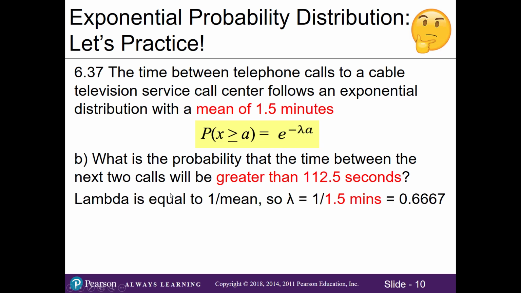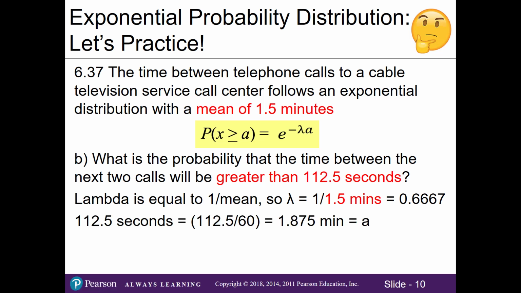So again, our lambda was found by taking 1 divided by our mean, so 1 over 1.5 minutes, so that's 0.667. That hasn't changed, right? Same story, same mean. Still got to find the lambda. But we do want to convert our time in seconds into minutes. So we'll take 112.5 divided by 60, because I know that there are 60 seconds in a minute, and that changes our time into 1.875 minutes for our value of interest, our A.